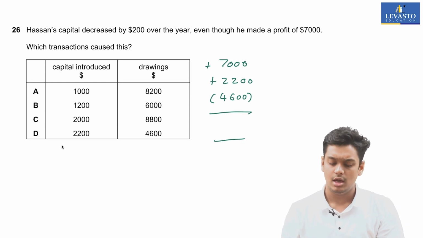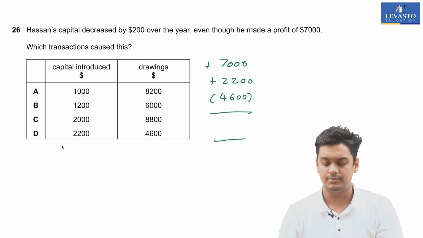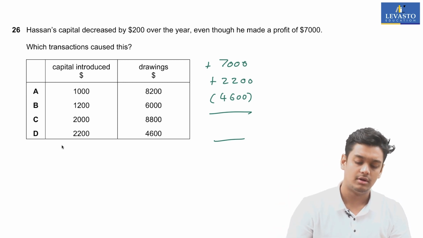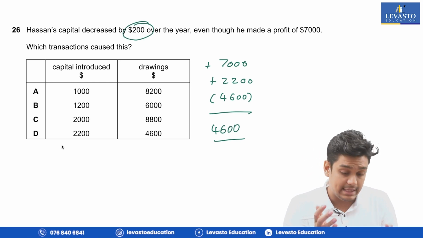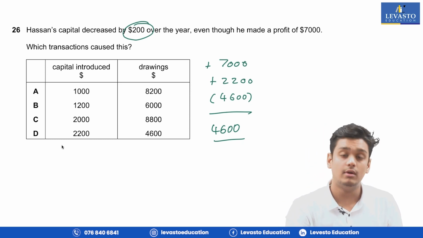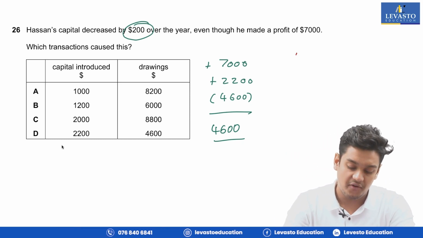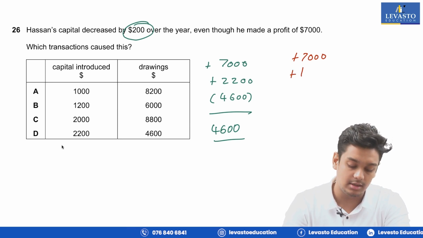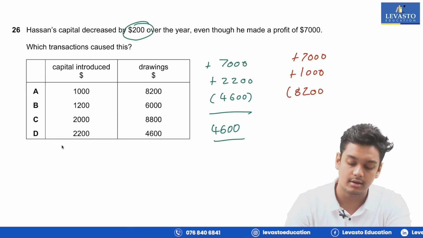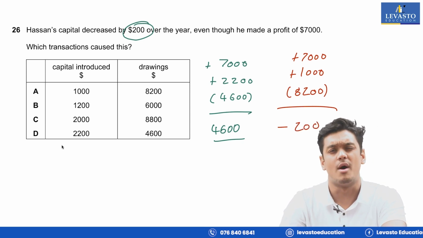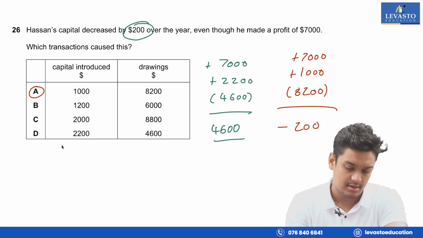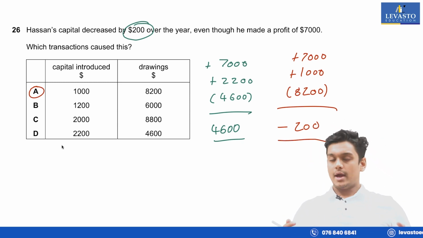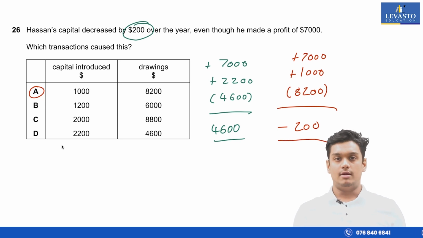Trial and error means you're just trying a couple of options until you get the right answer. So here I get an answer of 4,600. Is my capital changing by 4,600? No. They say 200 decrease. Then what do we do? Try again. Profit 7,000, introducing capital 1,000, drawings 8,200. Do the math, you will get minus 200. Capital is reducing by 200. Answer is A. See, you can always choose the way you want to get your answer.